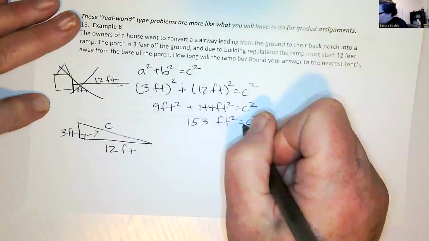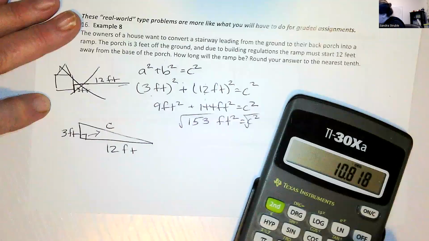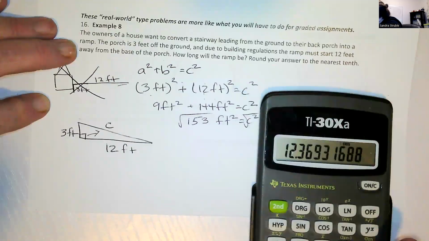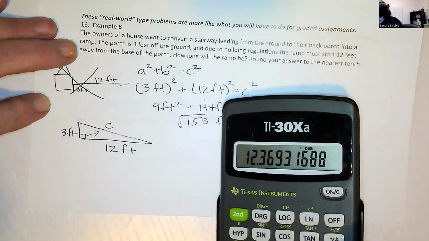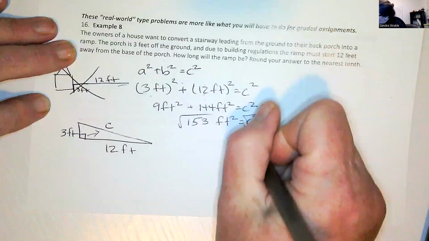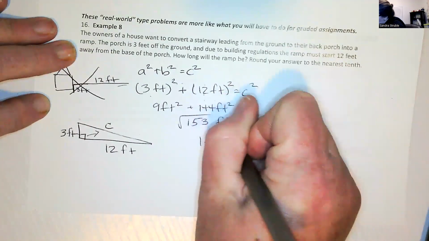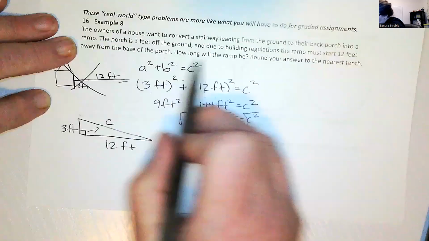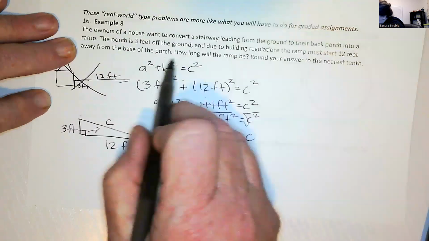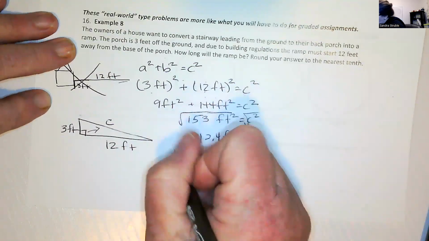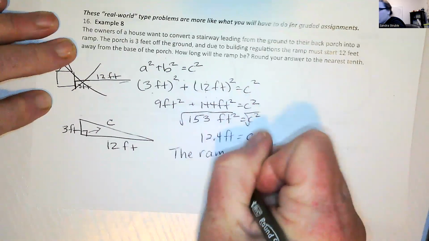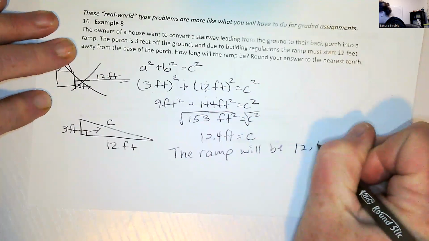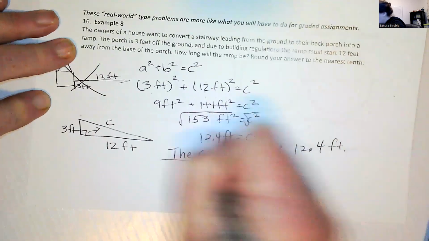Take the square root of both sides. I don't think that's a perfect square. Nope. What do they want to round us to? The nearest 10th? So 12.4. So c is equal to 12.4 feet. All right. What was the question? How long will the ramp be? The ramp will be 12.4 feet. That's it.